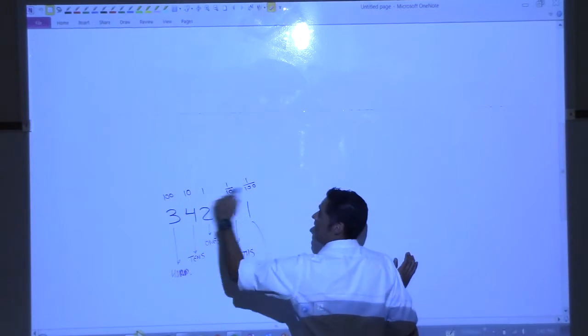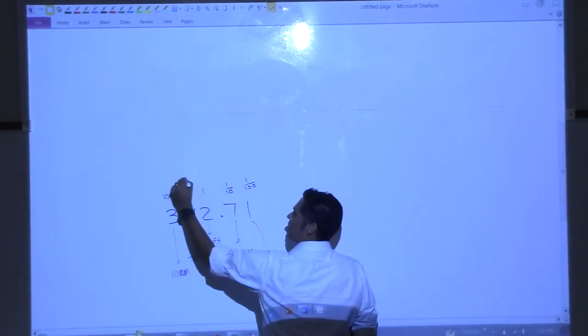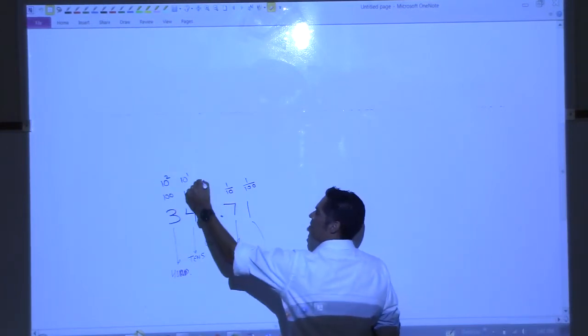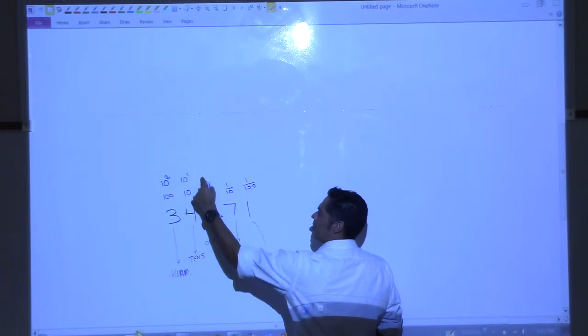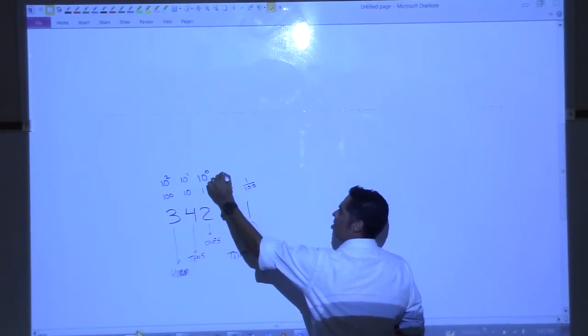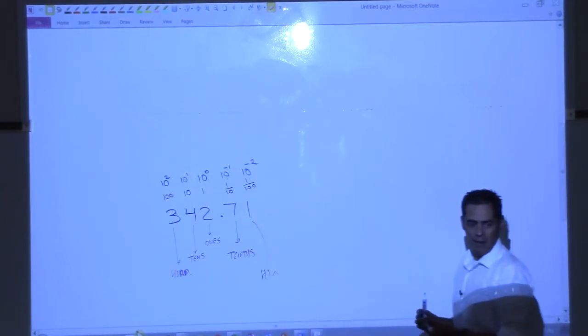another way of writing these, well, let me write those a different way. This is really 10 to the first power, right? This is really 10 squared. This is really 10 to the 0 power. This is really 10 to the negative 1, and this is really 10 to the negative 2, right?